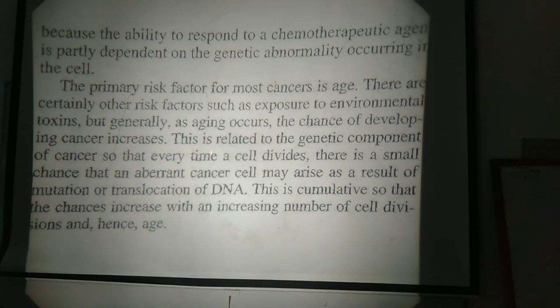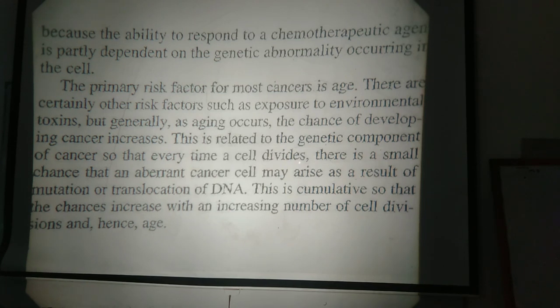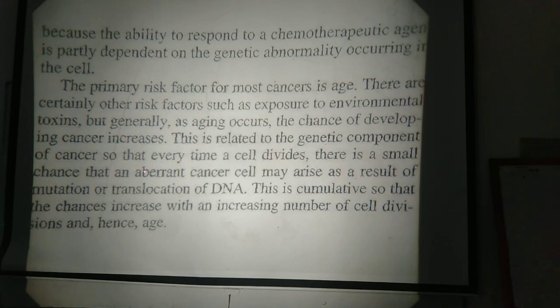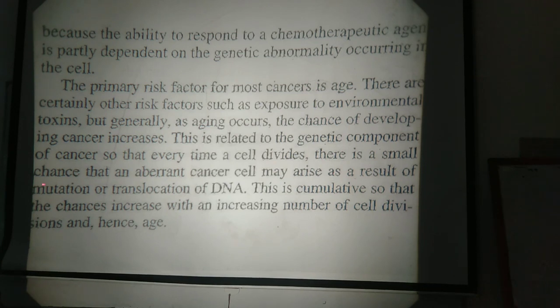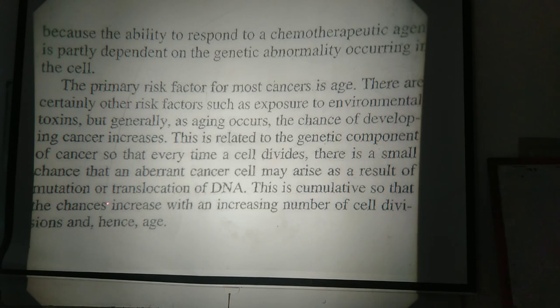How does this happen? This is related to the genetic component of cancer, so that every time the cell divides, there is a small chance that an aberrant cancer cell may arise. Aberrant means abnormal, cancerous. An aberrant cancerous cell may arise as a result of mutation or translocation of the DNA. This is cumulative, so that these chances increase with an increasing number of cell divisions, and hence age is the most important factor.